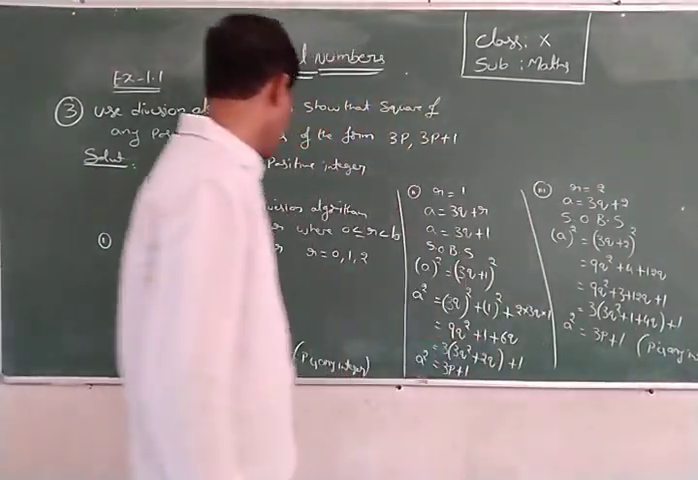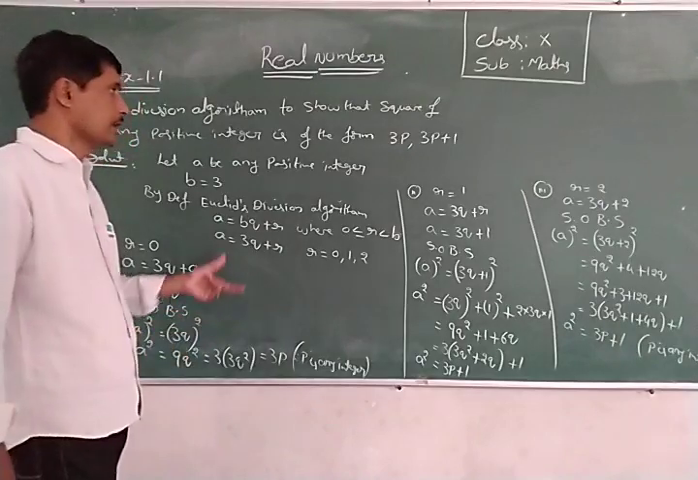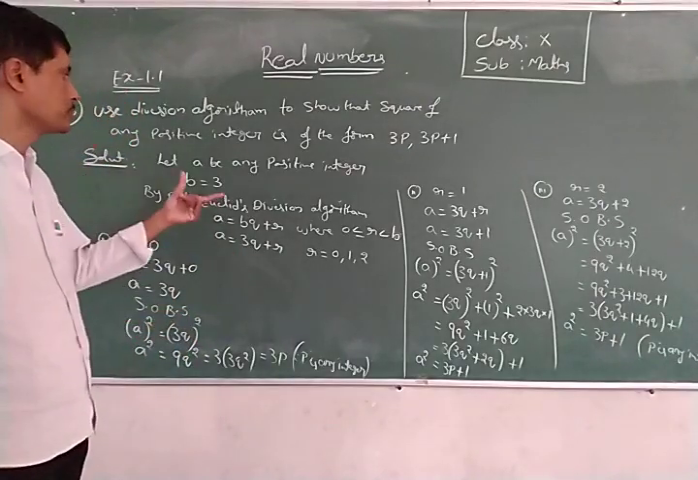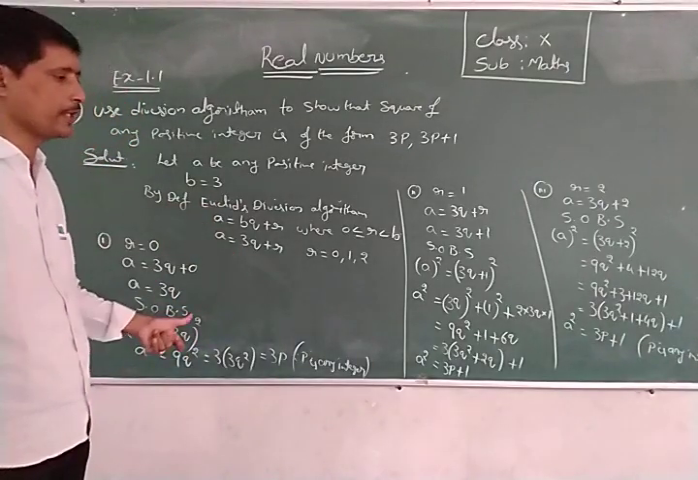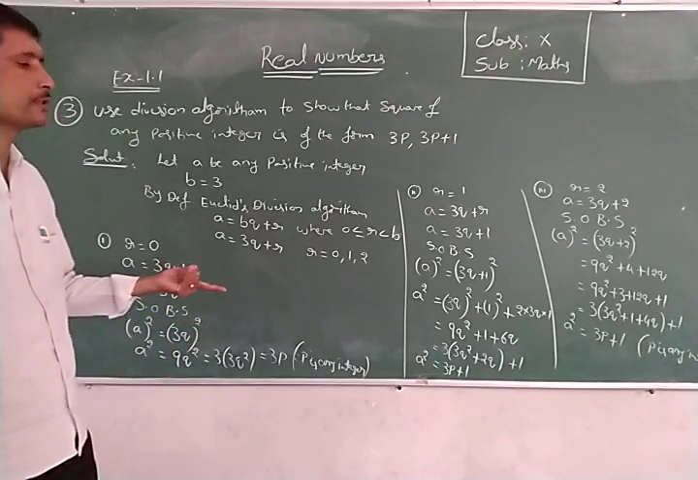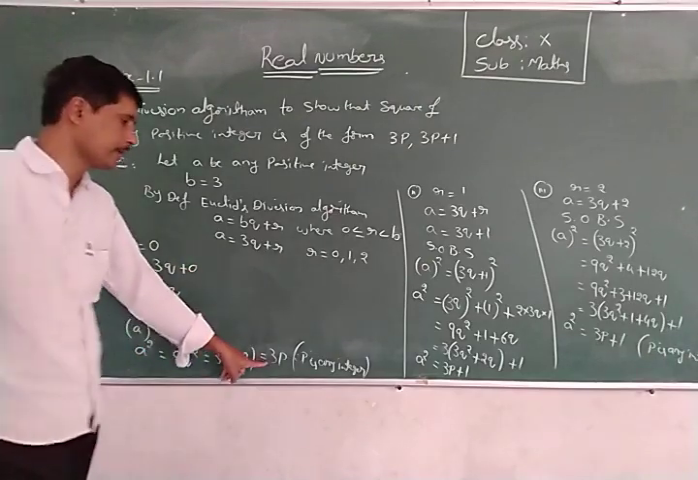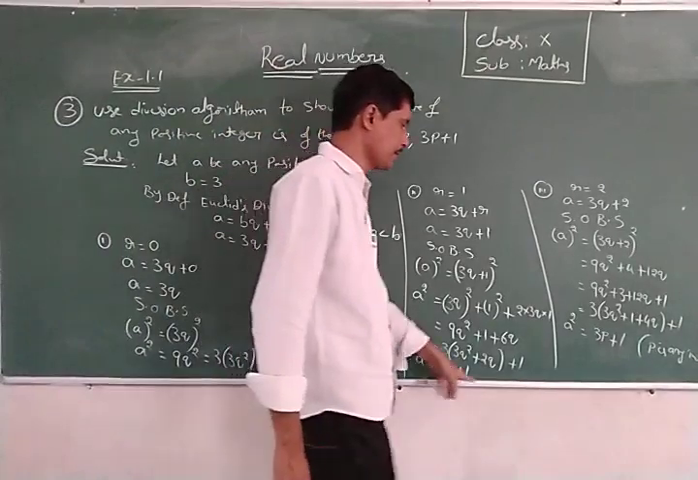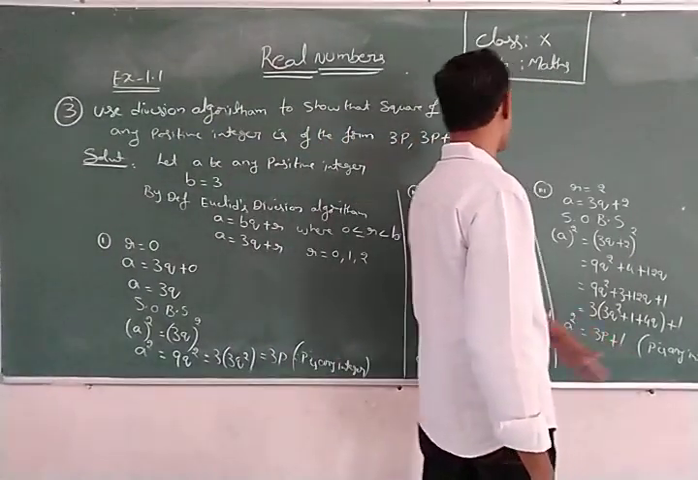Therefore, in these three cases, the square of any positive integer is of the form 3p or 3p plus 1. So check this one. Here 3p is there. Here also 3p plus 1, and here is 3p plus 1.